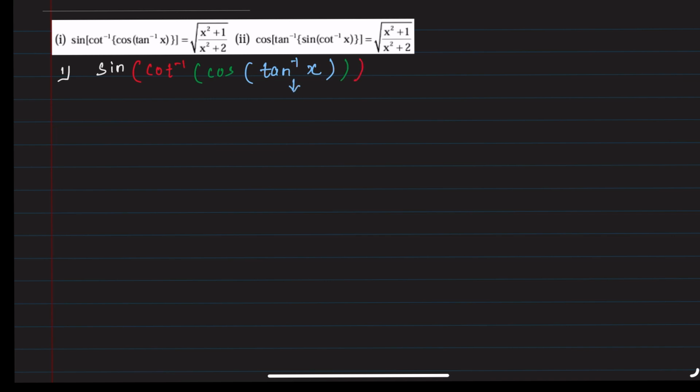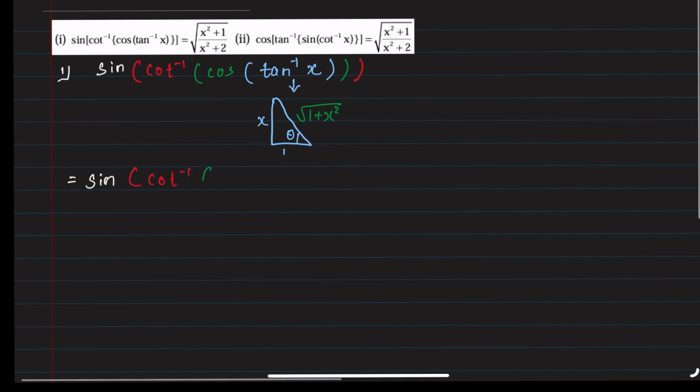We can convert this tan inverse x using a right angle triangle into cos inverse x. Tan is always opposite upon adjacent, which will give us the value under root 1 plus x square as the hypotenuse. So we can write this as equal to sine cot inverse cos of cos inverse 1 upon under root 1 plus x square.